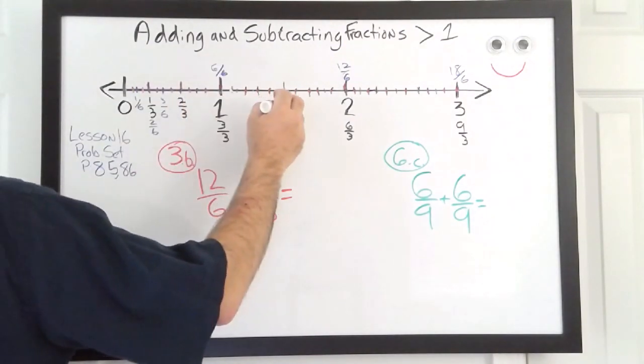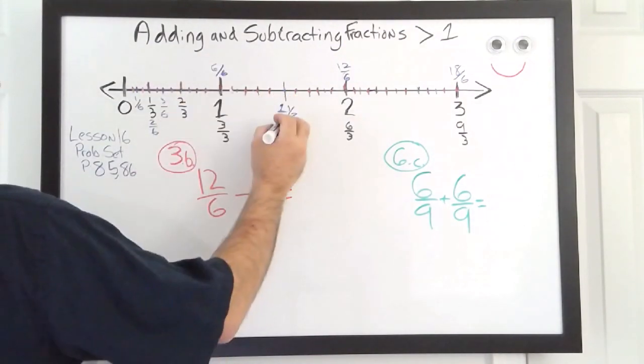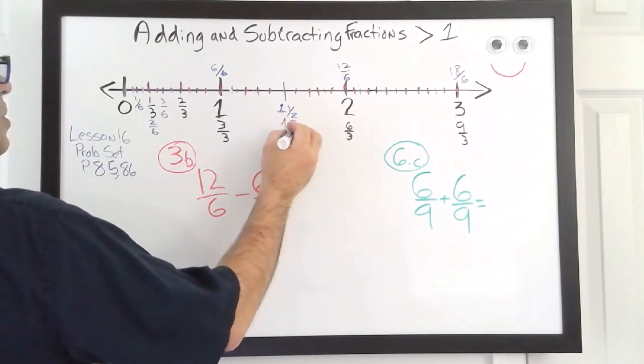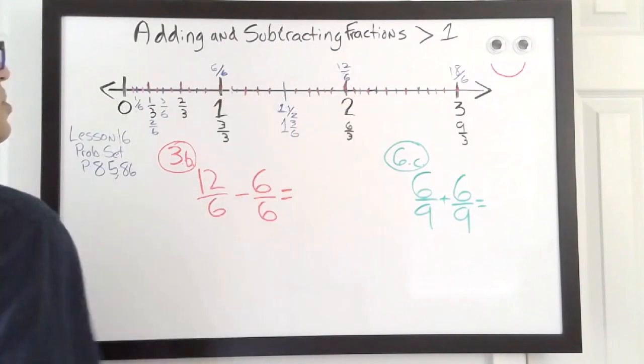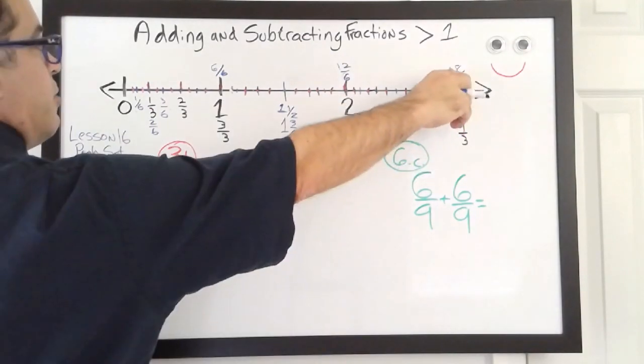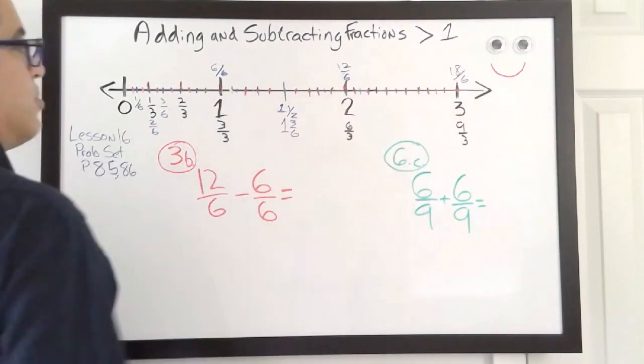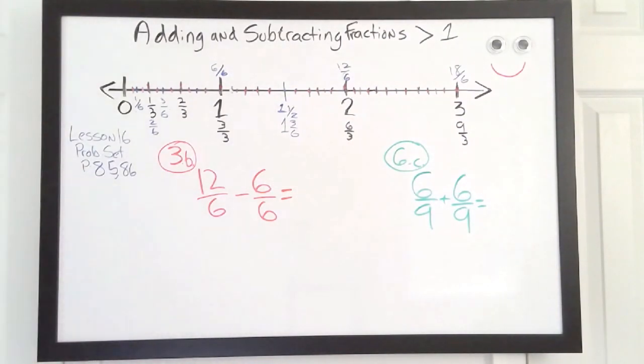6/6 plus 3 more 6 is 1.5. So we'll call that 1 and 3/6. Alright, and then we have 12/6. Look, 12 divided by 6 is 2. And all the way over here we have 18/6. That's equal to three whole numbers. 18 divided by 6 is 3. You see how that works?